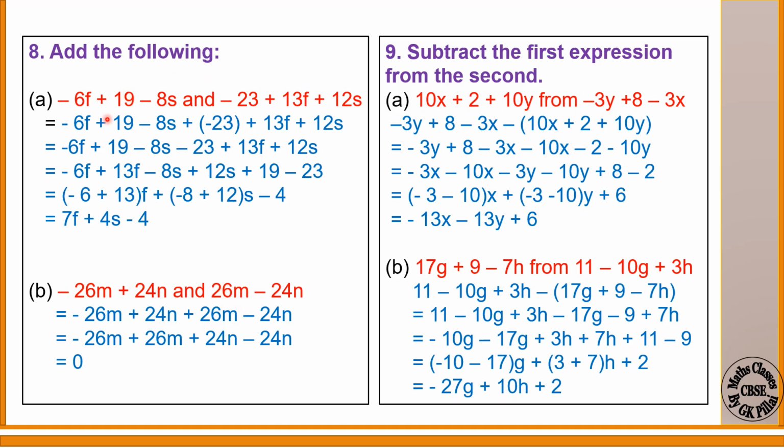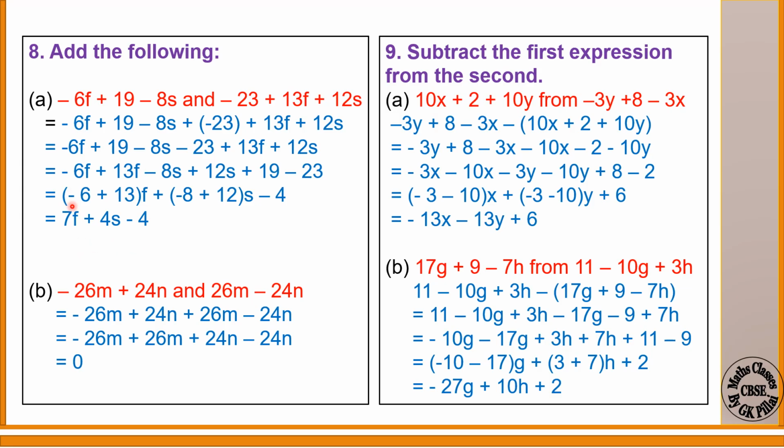Add the following: minus 6F plus 19 minus 8S and minus 23 plus 13F plus 12S. Write the things first. After that, you can remove this bracket. You will get it like this. Now you can combine the like terms: minus 6F plus 13F, minus 8S plus 12S, and 19 minus 23. Taking the common terms like this, your final answer will be 7F plus 4S minus 4.